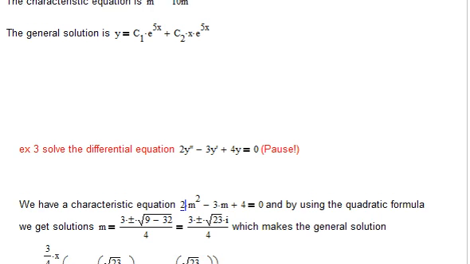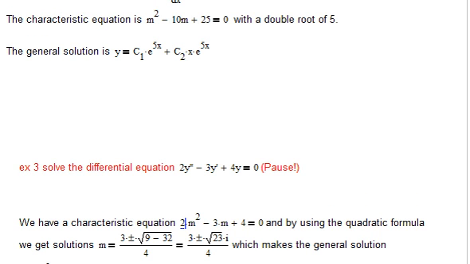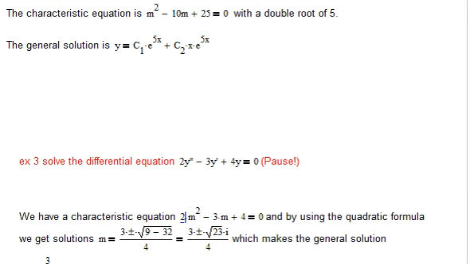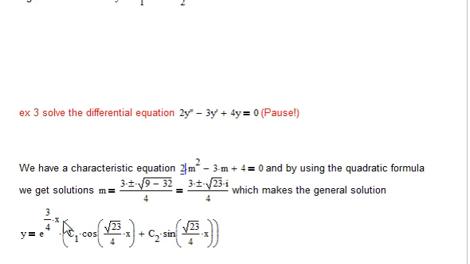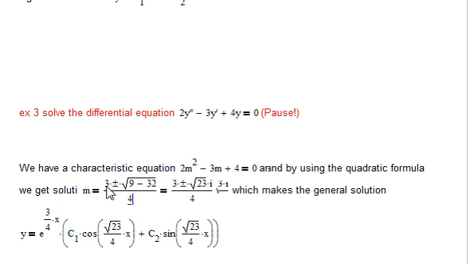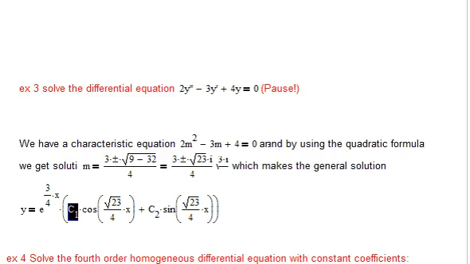Okay, so what does the general solution look like? Pause here and see if you can write it down. I hope you can. So in case you didn't get it, e to the 3/4 x, that's the real part, that's the a part, 3 over 4, times c1, arbitrary constant, times cosine of square root of 23 over 4 x. How weird that is. Plus c2 times sine of square root of 23 over 4 x. And that is our solution.